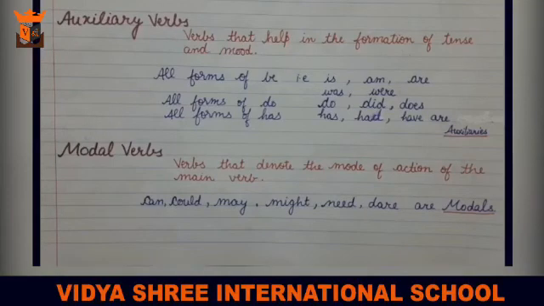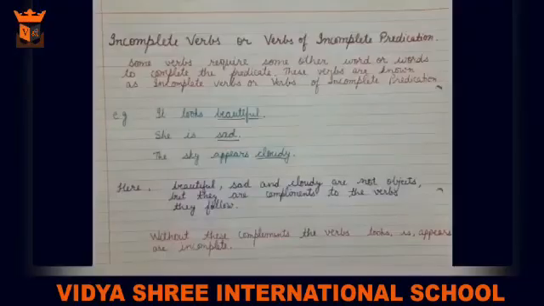Verbs that denote the mode of action of the main verb are known as modal verbs. Can, could, may, might, need, dare, will, shall, should. All these are the modal verbs. We will read about modal verbs in detail in our next video. Till then, only this basic definition.